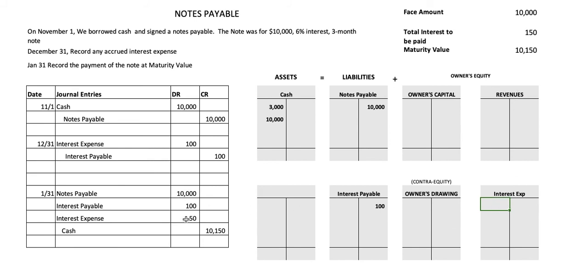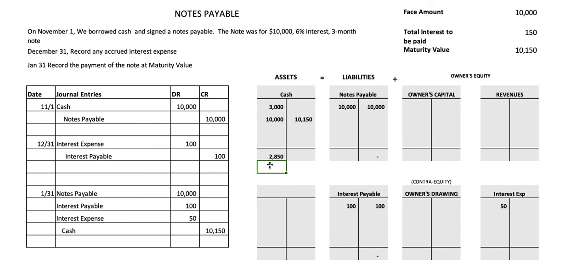So when this journal entry is posted on January 31st, we would have a debit to notes payable, a debit to interest payable, and that's going to zero out those 2 liability accounts. And then a debit to interest expense this year for $50 and a credit to cash of $10,150. And so if you want to see how much cash we have, the balance would be this plus this minus this.